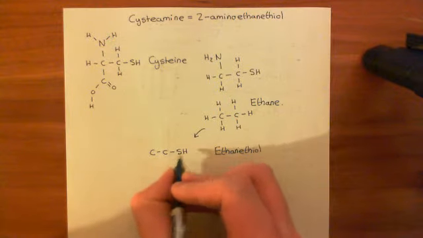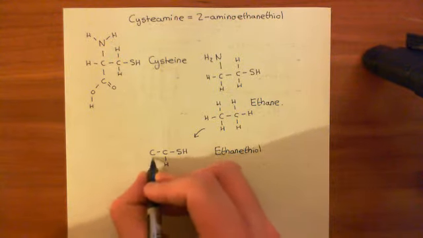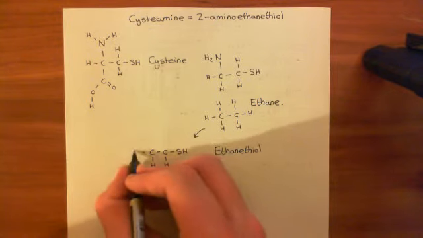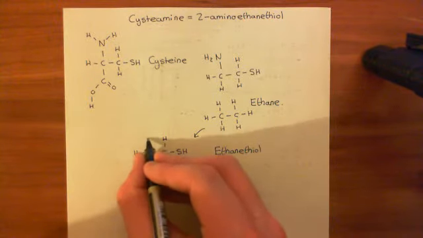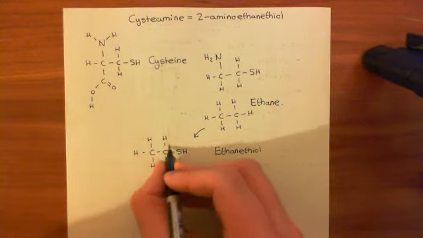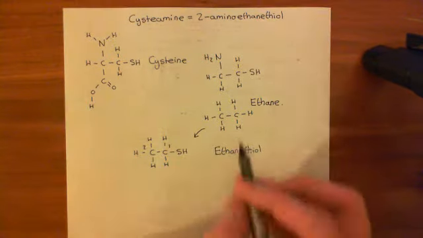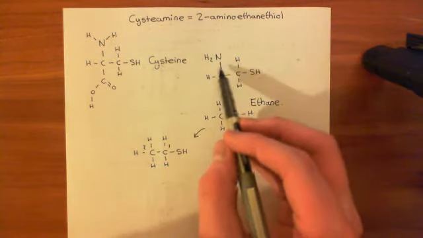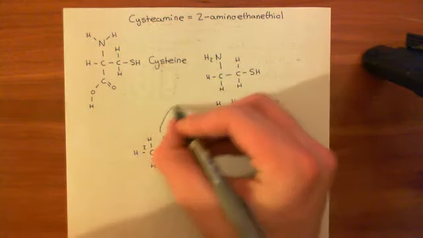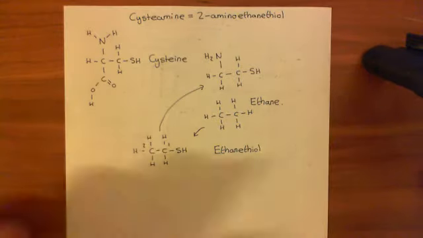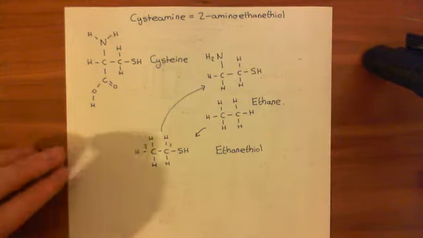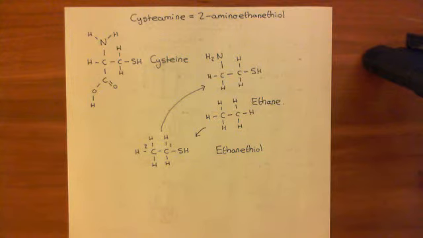So here's the ethane-thiol molecule, and this carbon will be called the first carbon of the ethane-thiol. This carbon will be called the second carbon. And then you just add an amino group onto the second carbon to make 2-amino-ethane-thiol. So that name is perfectly sensible. Right, so cysteamine is also a ligand for the ELIC channel.